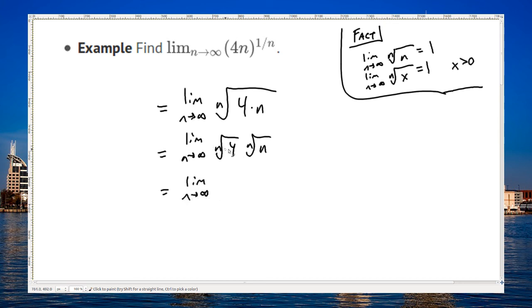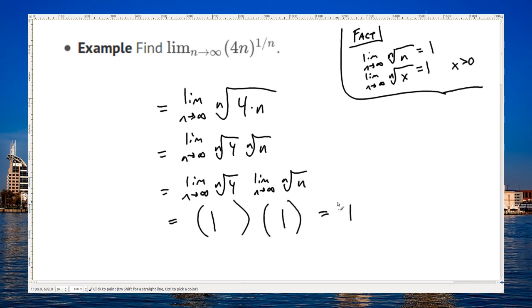So I'll break that up. This is going to be the limit of the nth root of 4 times the limit as n goes to infinity of the nth root of n. And here, my x is 4 because 4 is greater than 0 up here. So I can replace this with a 1. And same thing because of this first rule. That's a 1. 1 times 1 is 1. And that'll get me the value of this particular limit.